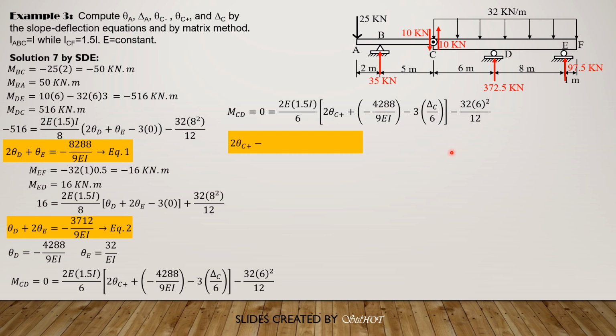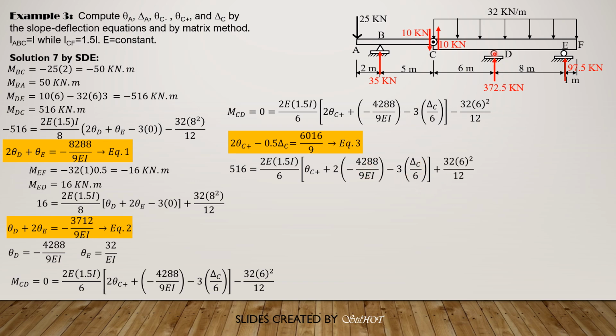Then let's just simplify that. So 2 theta C just to the right minus 0.5 of delta C equals 16 over 9. Then solve it. We also have MDC. MDC is 516. So 516 equals 2E times 1.5 I over 6 times theta C plus 2 times theta D. This is theta D minus 3 times delta C over 6. Then plus, because D is right, positive 32 6 squared over 12. So simplifying this equation, we have theta C plus minus 0.5 of delta C equals positive 16136 over 9 EI.